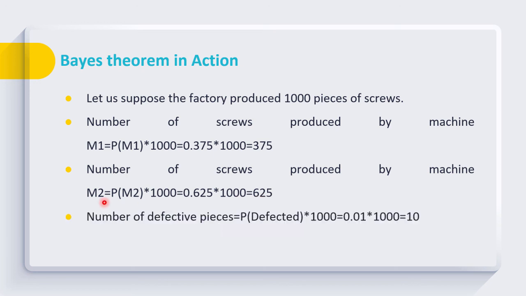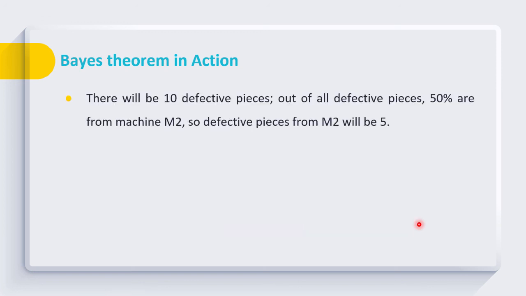Now based on that, we can find out the number of defective pieces. Since we know that the probability of defective pieces produced by the factory is 1%, which is 0.01 in terms of probabilities, which multiplied by 1000 gives us 10. So it means there are 10 defective pieces out of 1000 pieces. And each machine has a 50% probability to produce a defective piece. So we have a total of 10 defective pieces. It means that 5 defective pieces will be produced by machine M1, while 5 will be produced by machine M2.